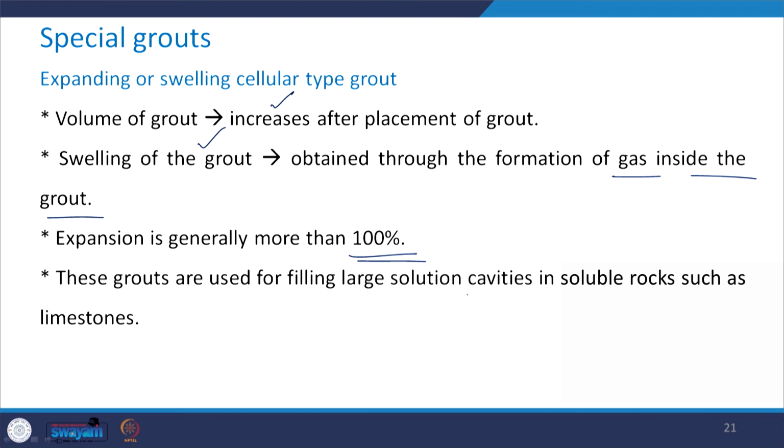These grouts are used for filling large solution cavities in soluble rocks such as limestones. Because after the placement of the grout, there is the swelling of the grout or increase in the volume of the grout by the formation of the gas inside the grout, and therefore, wherever you have large solution cavities, it is helpful to use such type of grouts.